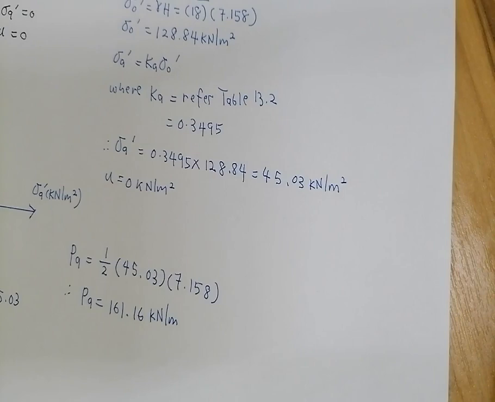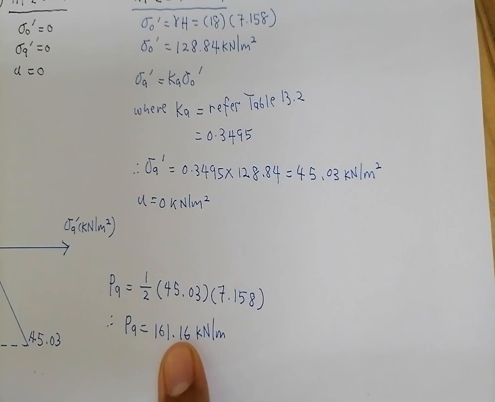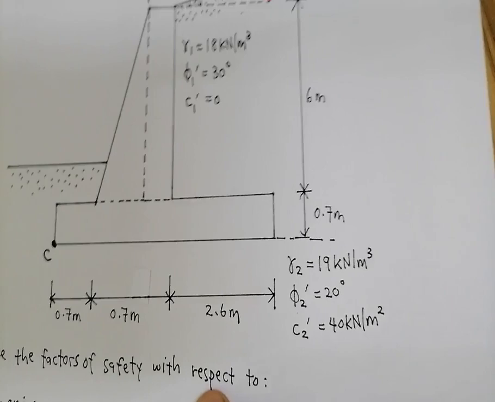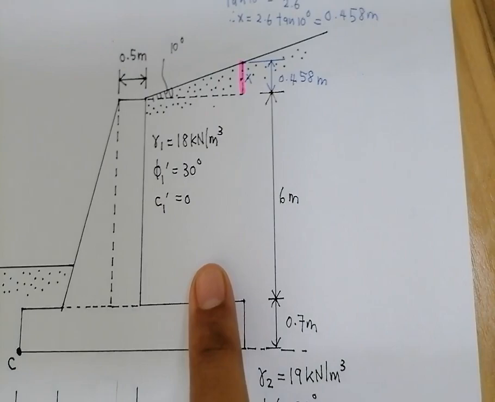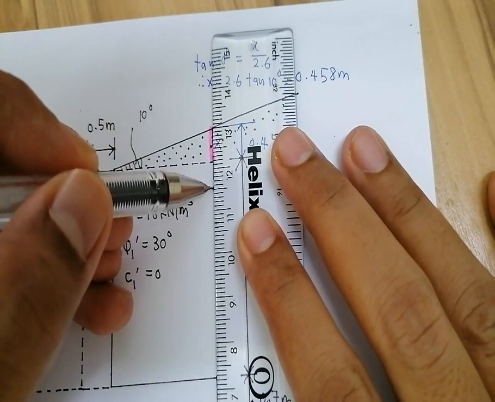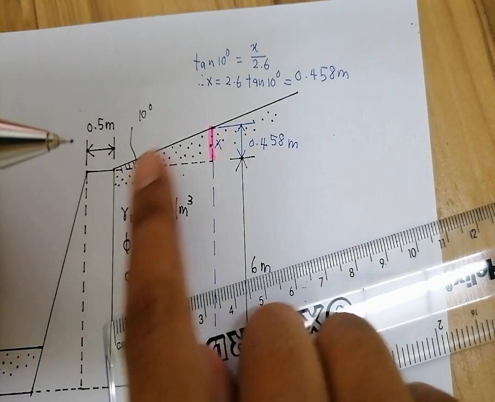But before that, let me show you something. Okay, this is our PA. Where is this located on the figure? Okay, let's move on to the figure. So our PA, please focus over here. For Rankine's theory, the one with sloping backfill, the location of PA is here. Can you see? The direction is parallel to the backfill.